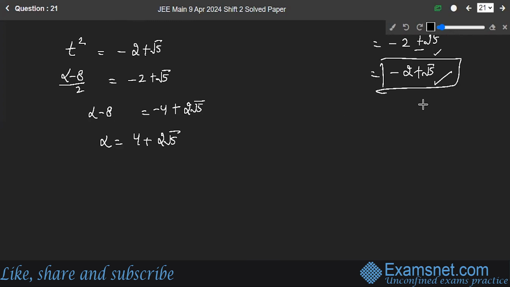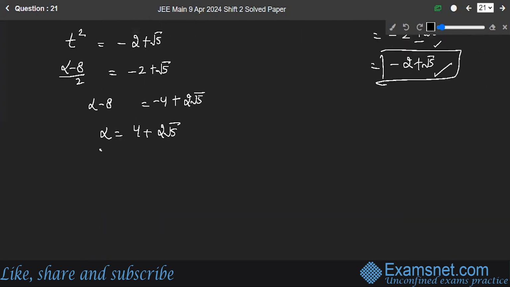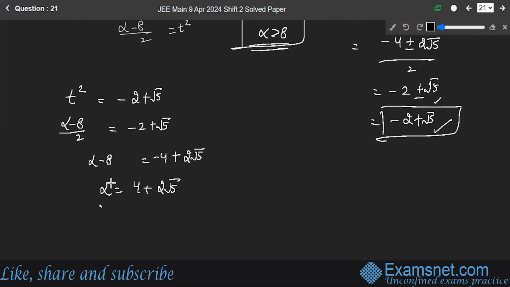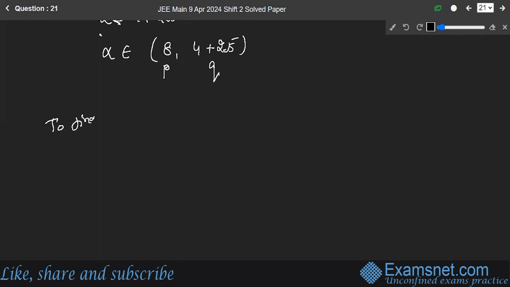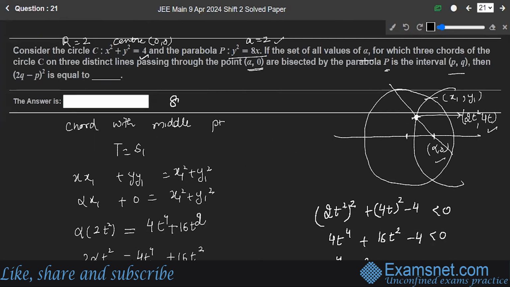Okay, so alpha, we already said, will be greater than 8, and here there was a sign of less than, so alpha will be less than this. So alpha belongs to the interval greater than 8 and less than 4 plus 2 root 5. That makes this your P and this your Q. You have to find (2Q minus P) whole square. That comes out to be 2 into this minus 8, whole square. The 8 and 8 will cancel. You will have (4 root 5) square, 16 into 5, 80 is the answer. So the answer to the question is 80.